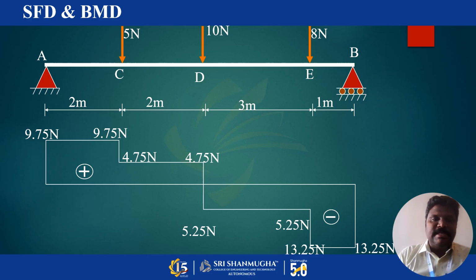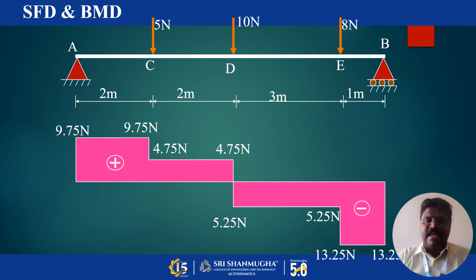All these values that we have calculated, I am going to draw. At A there is an upward reaction. If there is a point load, a vertical straight line will come. Between A and C we don't have any load, so make it a horizontal straight line. At D there is a downward load, so 4.75, and at the point E, 13 points. All these points have to be marked with respect to the horizontal baseline. So the shear force diagram is completed. Above the baseline it is positive shear force, and below the baseline it is negative shear force. The plus and minus show the positive and negative shear force.